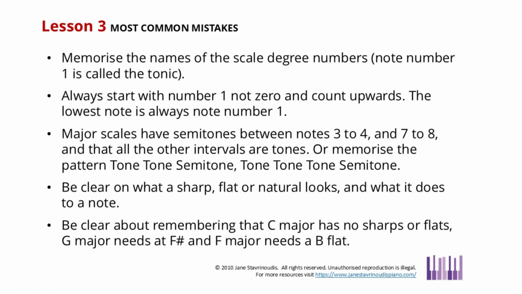The most common mistakes students make are not memorizing the names of the scale degree numbers. It's really important to at the very least know that note number 1 is called the tonic. Also, always start with number 1, not 0, and count upwards. If the scale is going down, then you need to count backwards. The lowest note is always note number 1.